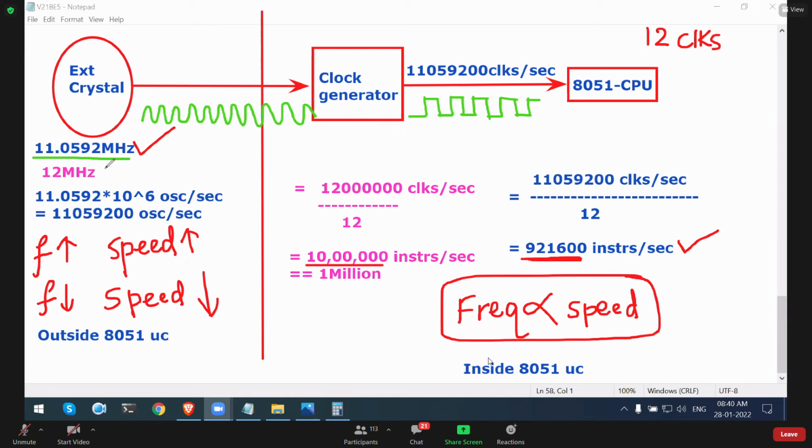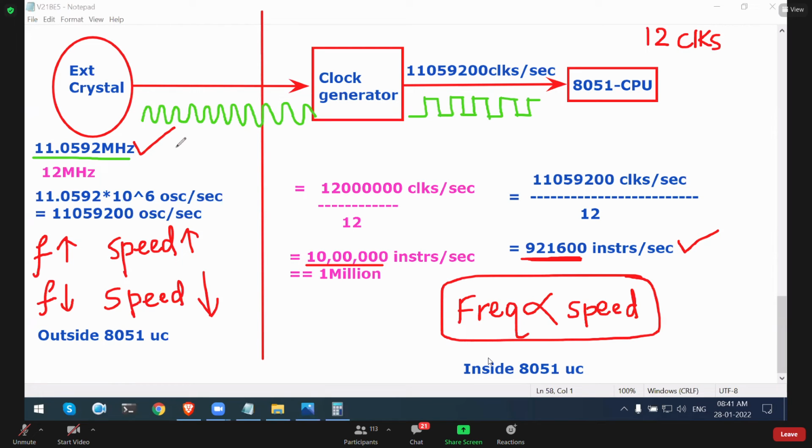If you give a frequency greater than 12 megahertz, then the internal circuit of the 8051 will not work. If you increase the frequency, the clock pulse speed will change, and the internal logic gates will not actually activate and deactivate at this speed. That's why the internal circuit of the 8051 will not work if you go above 12 megahertz.